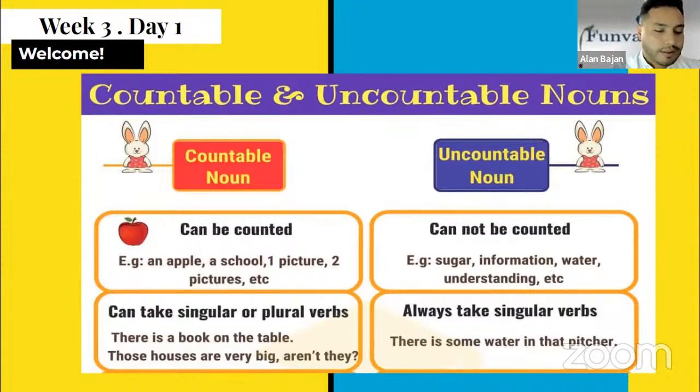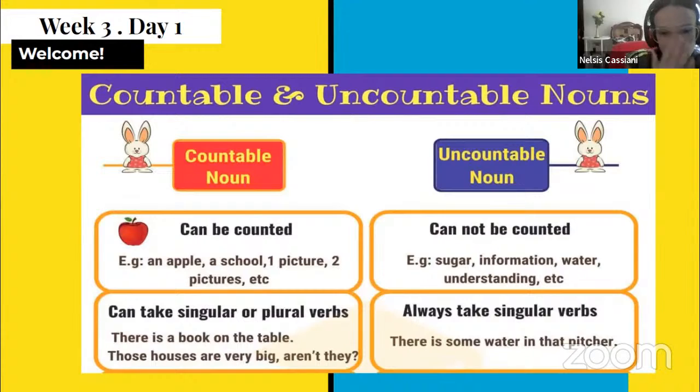Please help me to read the slide for countable nouns. Countable nouns can be counted: an apple, a school, a picture, two pictures, etc. Can say singular or plural verbs. There is a book on the table. Those houses are very big, aren't they?